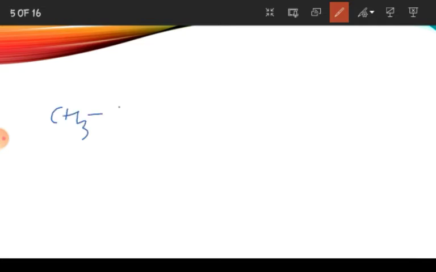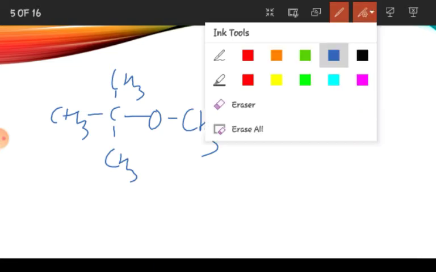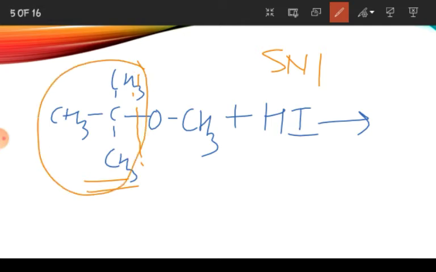Suppose I take this ether. In this, this is a tertiary group. Now, in this case, this comes under which condition? The second case or second condition. Children, here as you can see, this is a tertiary alkyl group. So it will split from here and follow the SN1 mechanism, and this will form the halide part.